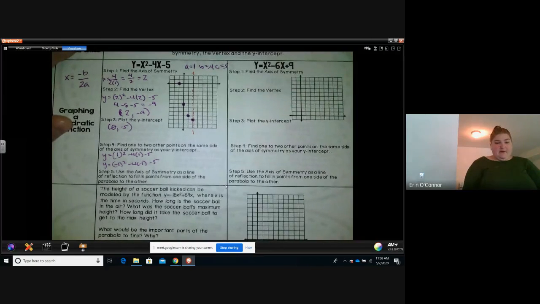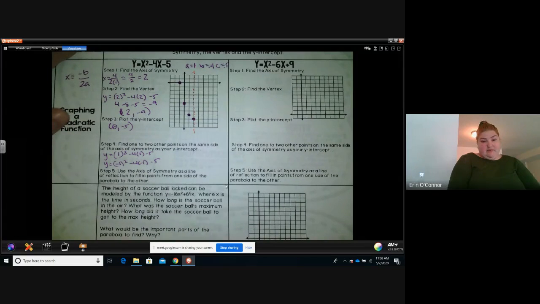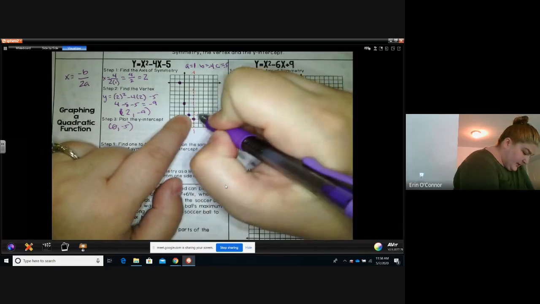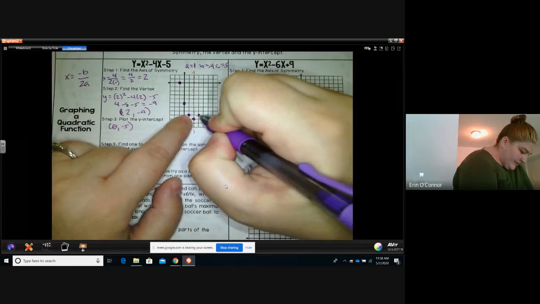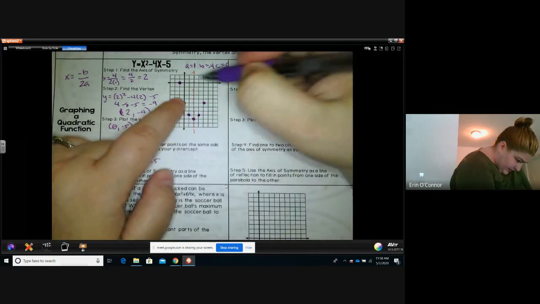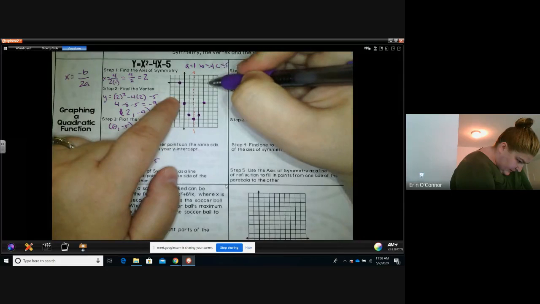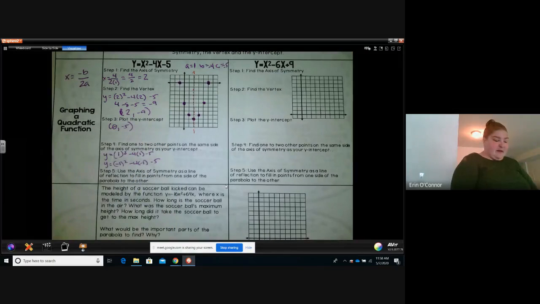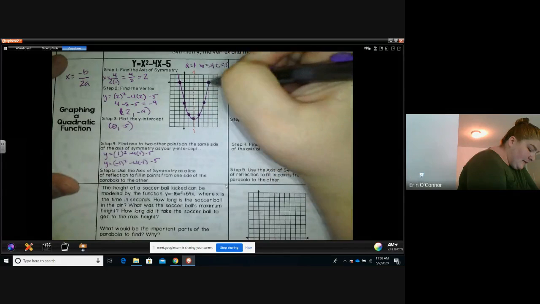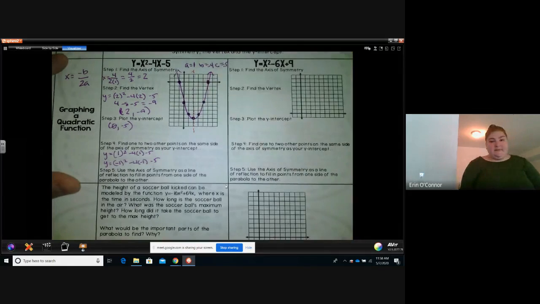Now, the cool thing about the axis of symmetry is you can use it as a line of reflection to fill in points from one side of the parabola to the other. So this is an axis of symmetry. Since there's a point here, there needs to be a point here. It's 1 unit away right there. This is 2 units away, so 2 units away right here needs to be a point. 3 units, 1, 2, 3 units. And now we have a symmetrical parabola. Draw your line. And there you go.